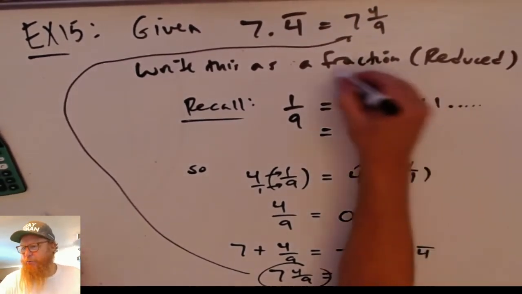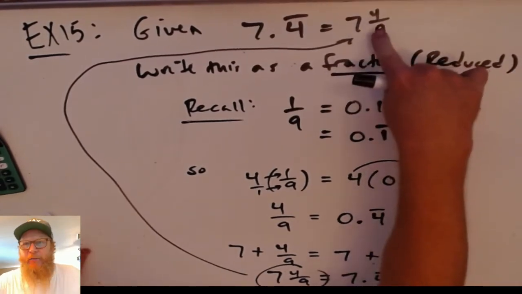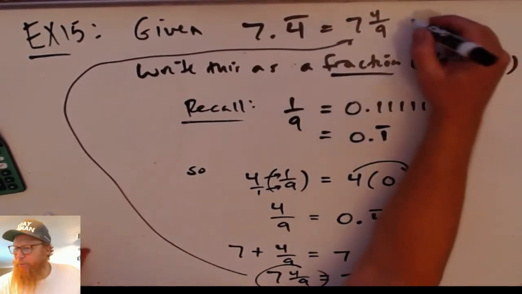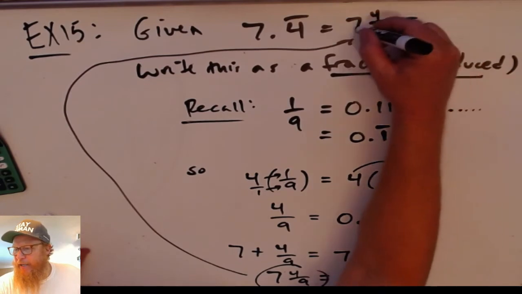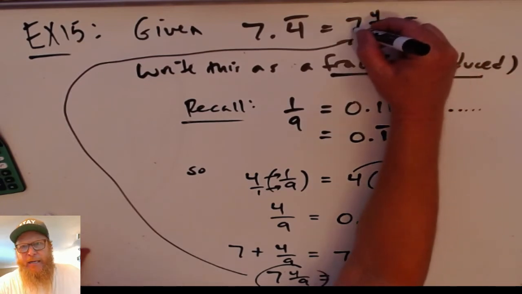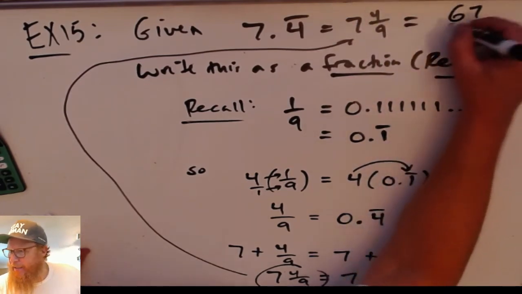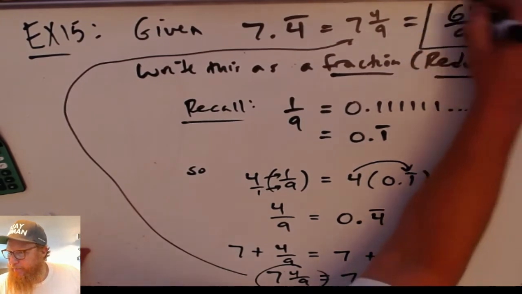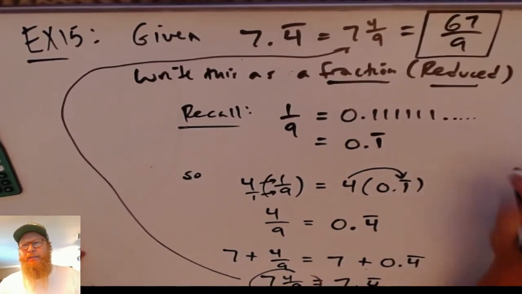Now I do say reduced fraction. This is not a reduced fraction. You got to rewrite it. 7 times 9 is 63. 63 plus 4 is 67/9. And so that's the answer.